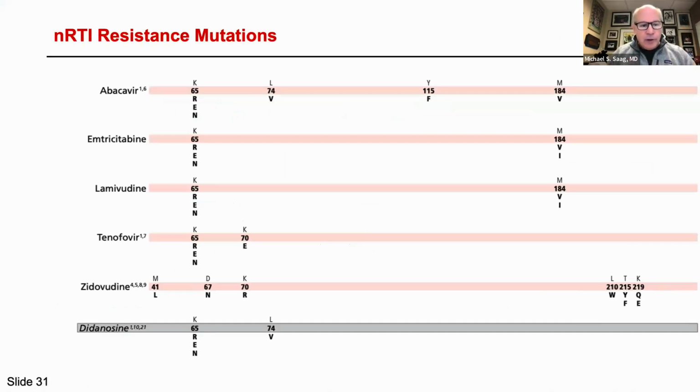And this is a close-up of the resistance mutations. You can see, if we just look at lamivudine, the unique mutation here, this M184V, or it could be M184I, isoleucine, that leads to high-level resistance and so forth.